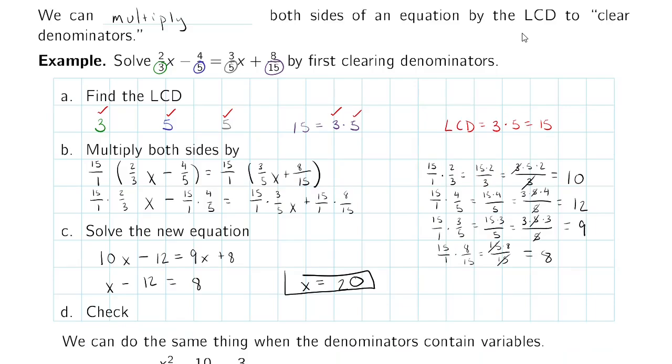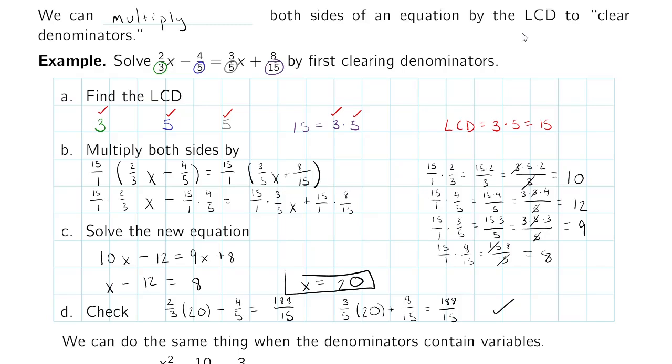Just to make sure that that really made sense, let's check that in the original equation. 2/3 times 20 minus 4/5. Just working out that arithmetic on a calculator is 188 over 15. 3/5 times 20 plus 8/15. Working that out on a calculator is also 188/15. Those are equal, so 20 really is a solution to that equation. And of course, that equation was a linear equation, so we know that that's the only solution.